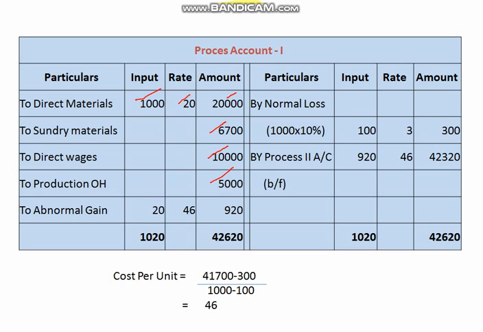10% normal loss of this 1000, 10%, 1100 rupees. Then 3 rupees per unit is given, 300. Then process 2. Process 2 means 920 is the output given in the problem, that is process 2 transferred. Now the question is, these are the information that I marked here, red marker, those are the information given in the problem. Then what about this information?